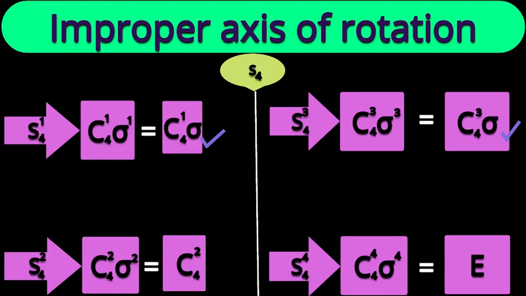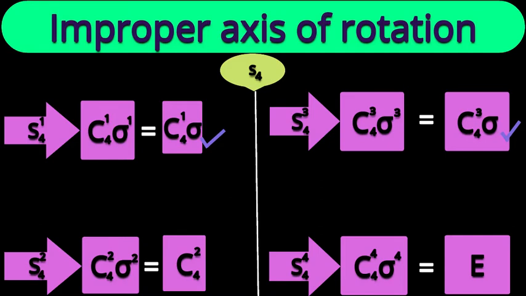Now the last operation. S4^4 means C4 operation 4 times followed by sigma operation 4 times. C4 operation 4 times means identity. Sigma operation 4 times means identity. Identity into identity will be the identity. And identity, generally, trivially, we consider at the beginning. So it also need not be considered. In general, two special operations are possible because of this S4 axis, and that is the need to discuss this improper axis of rotation. Which are the two unique operations possible? S4^1 and S4^3.